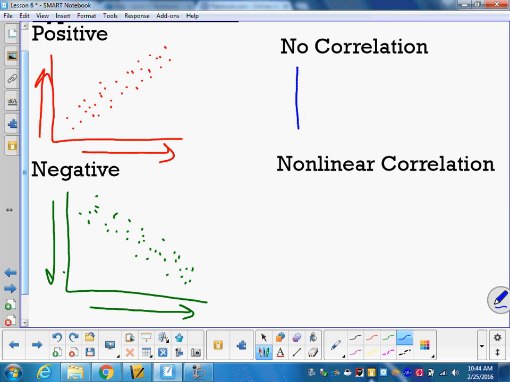If something has no correlation, there's no discernible pattern. I had a statistics teacher in college say that it was like a shotgun blast.